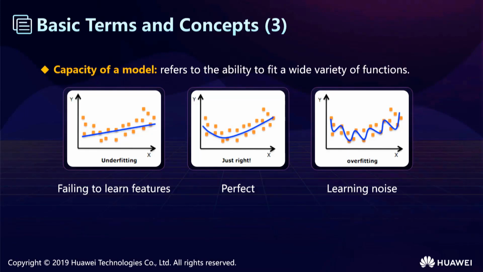If the model is too simple or the training time is too short, it will face the underfitting problem. In underfitting, the model fails to learn the features; we can see a linear line can't fit the data very well. So the training error will be very large, and the test error will also be very large. The model can't learn the data well.